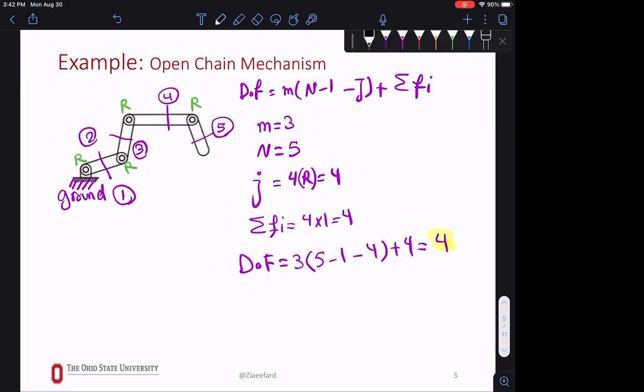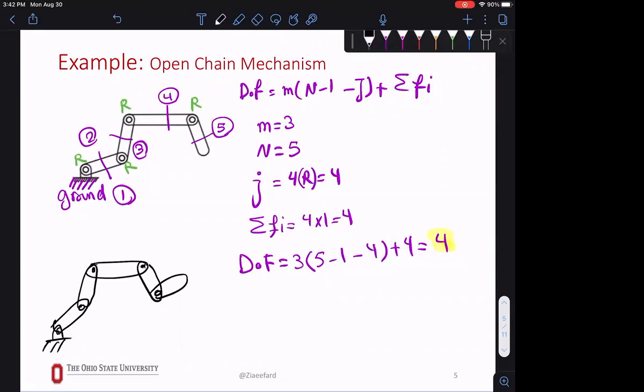All right. So question for you. What if you have a mechanism that looks like this, with 1 extra joint and link? What's the degree of freedom? Let's just spend some time for everyone to find it.